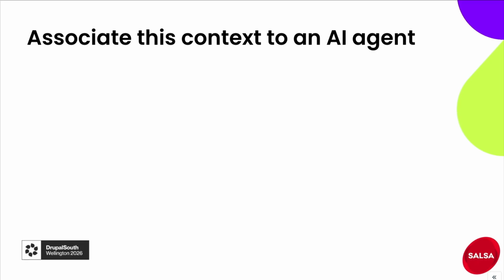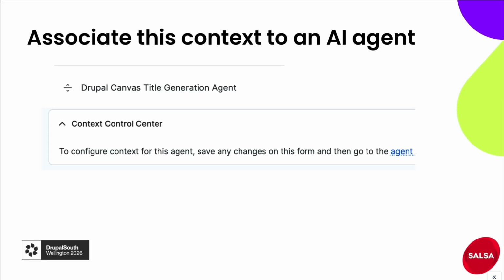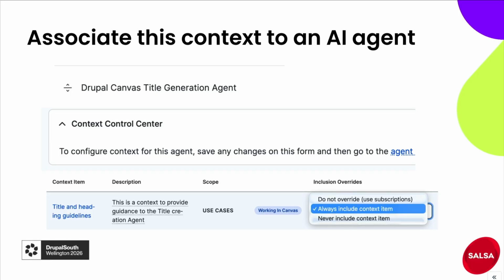And then we have to associate this context to an AI agent. The way we do that is we find the agent, which is the Drupal Canvas title generation agent here. Then when we edit that, at the very bottom, we see the context control option. And there we can associate it with the new context that we have created. Please note that I'm saying always include context item here. This is not normally the best way. You should be using the other option, but this is a demo, so I'm just including it.